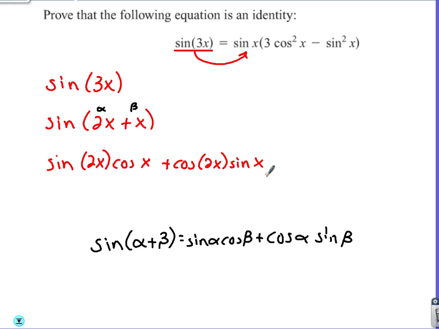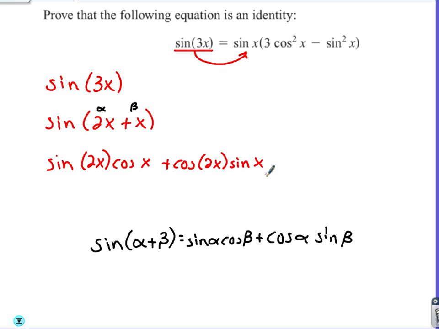We good so far? I split it. Now why? I don't know. I didn't know what else to do. I split it, wrote it using the sine of alpha plus beta, using that sum identity there. Now I have sine 2x cosine x.